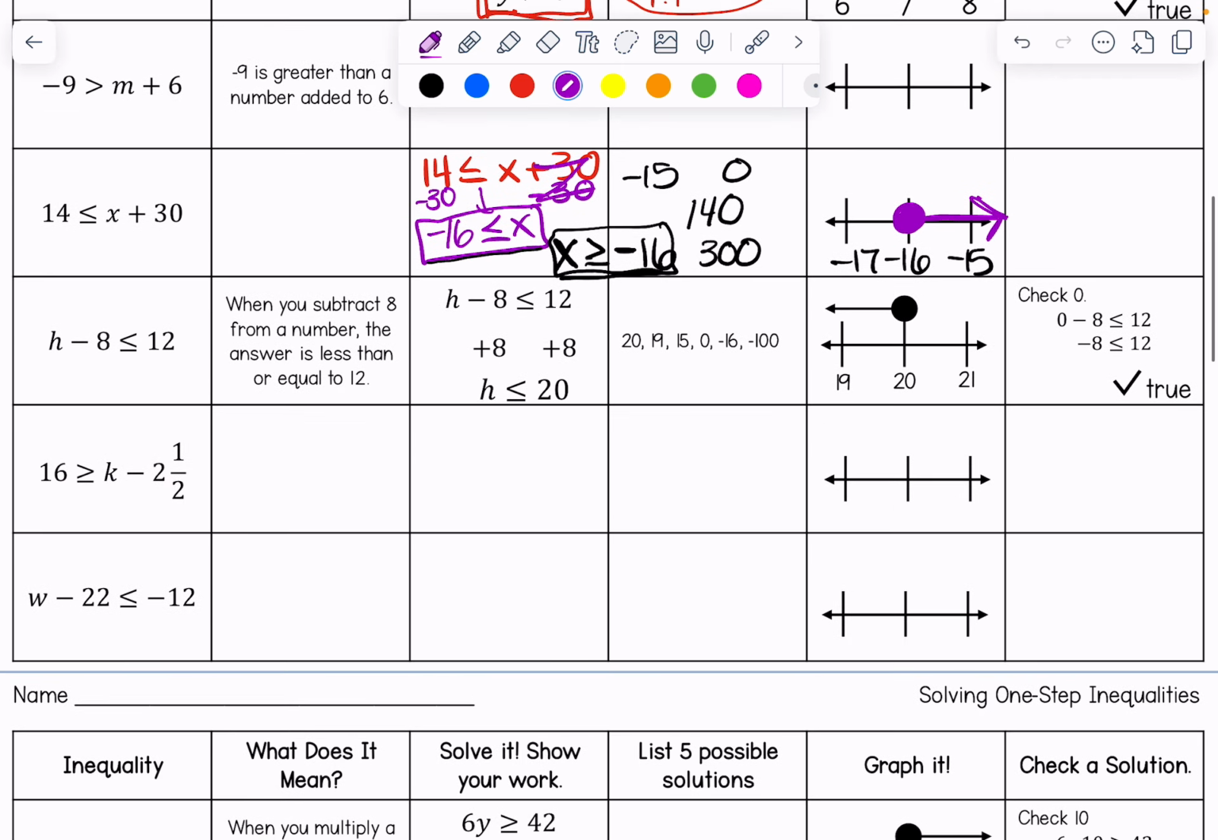Now let's look at some problems that involve subtraction, so 16 is greater than or equal to k minus 2.5.